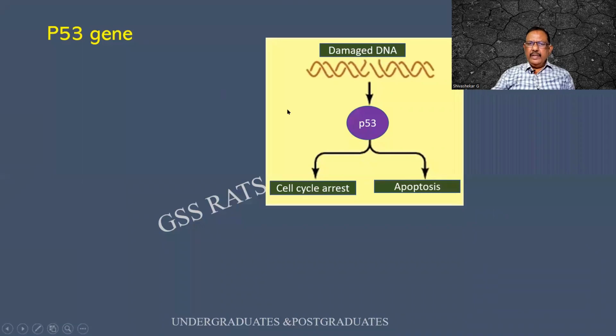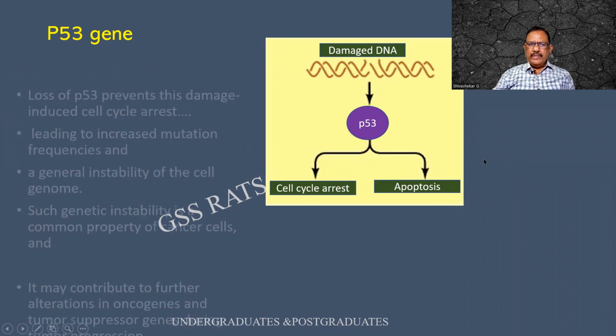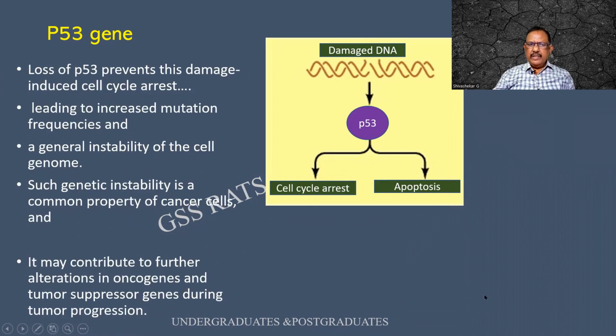This is yet another one. The damaged DNA is here, leading to the activation of the P53, and there is usually cell cycle arrest or apoptosis. But when there is a defect in the P53 or an inactivation of it, there is a continuation of the cell cycle and there is no apoptosis. Uncontrolled proliferation takes place. This is what is given in this text.